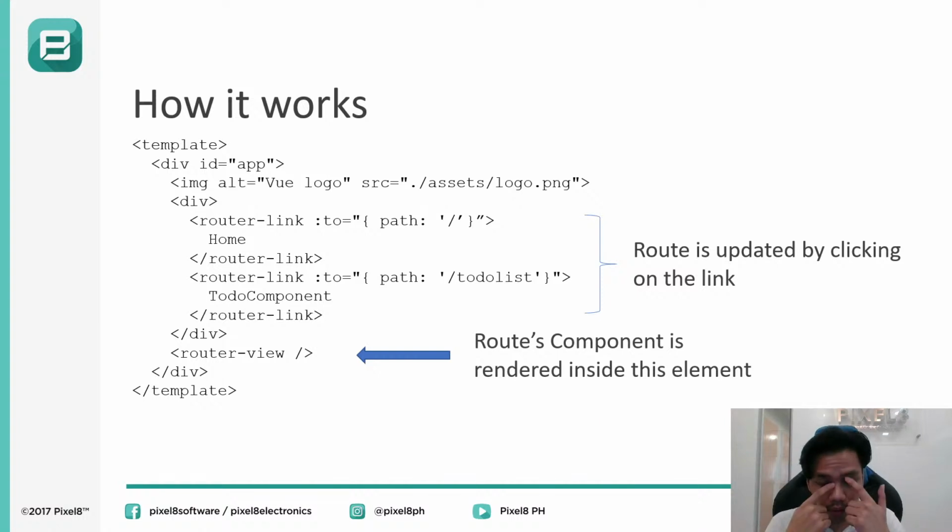In order to implement this, you need to first create a router link, and next you need to declare a router view. Now what is router view? Router view is an element wherein whatever component you declare on the route will be rendered inside the router view. Later on we're going to apply this in our application.